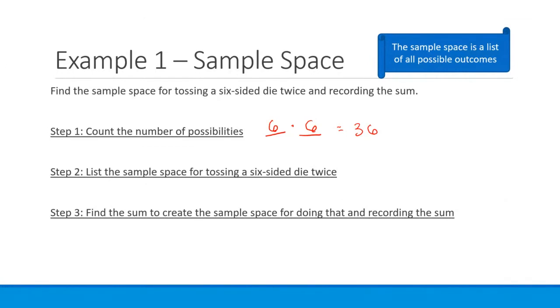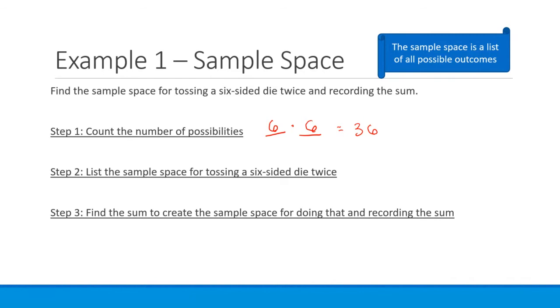If you write down all of the possible ways you can do this, your second step would be to list the sample space, listing all of the different possibilities. Then once you do that, you need to find the sum of each of those possibilities, because we're tossing a 6-sided die twice and then recording the sum. So you need to actually find the sum in order to create the sample space for the actual event that they're giving you.